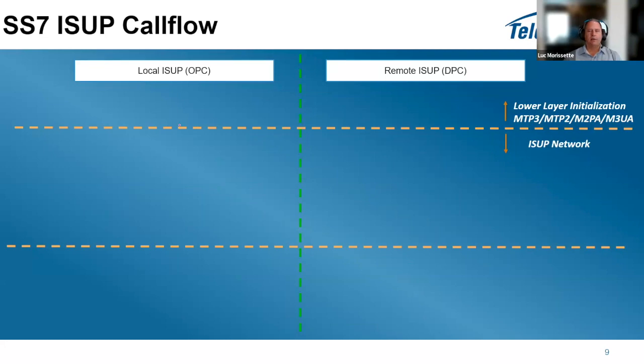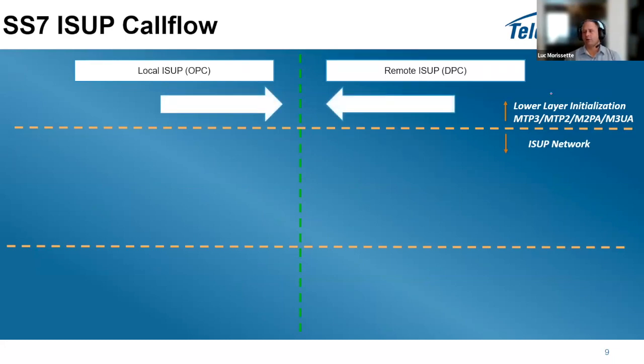If I demonstrate a regular ISUP call flow, so you have your local ISUP stack here and your remote ISUP stack there. You have your originating point code and destination point codes here to identify how to send the data. And there is negotiation for the lower layer. Depending on which lower layer you're using, this part will be different. And we gave other presentations to show what these lower layer initialization procedures are. Once you have your MTP3 up, then you can start having your ISUP messages.